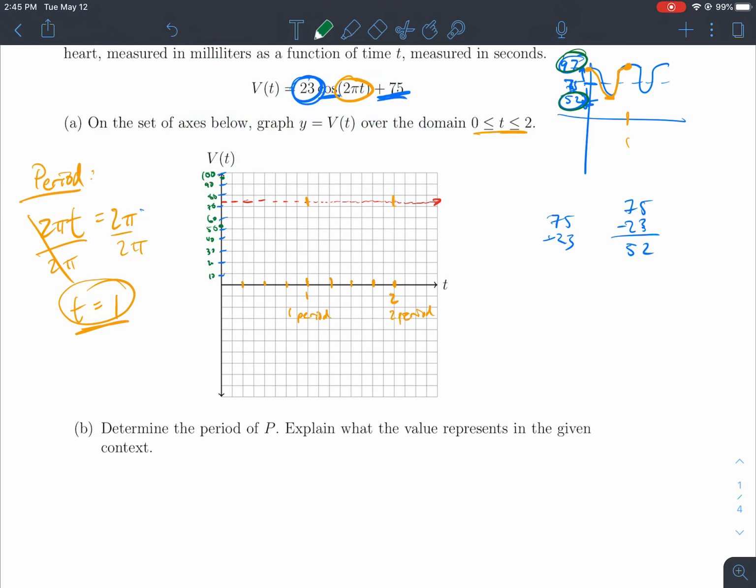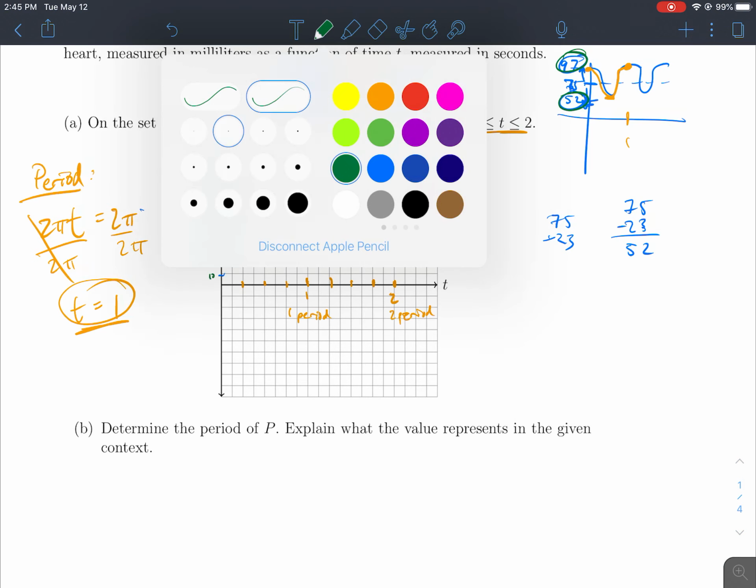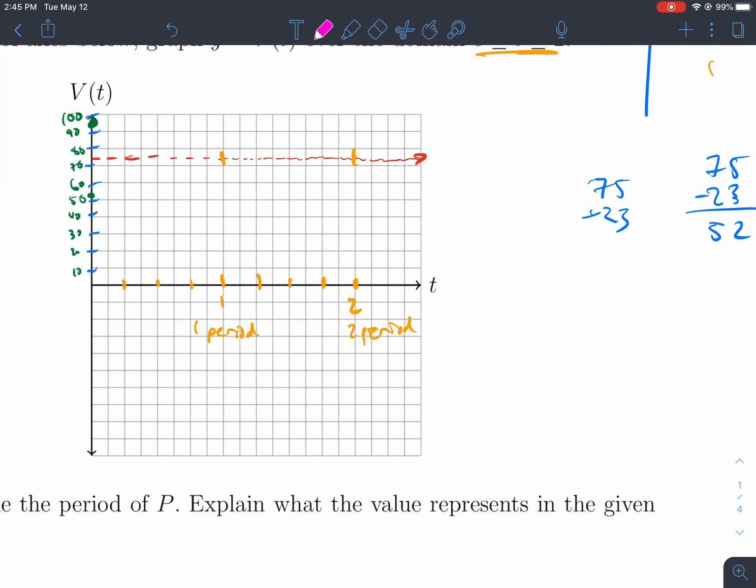All right, so here we go. Let's graph it. All right, we start at the maximum value. Oh, I don't want to use green because I used that already. We start at the maximum value.